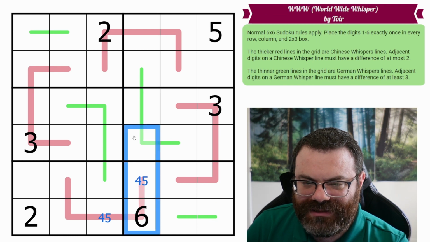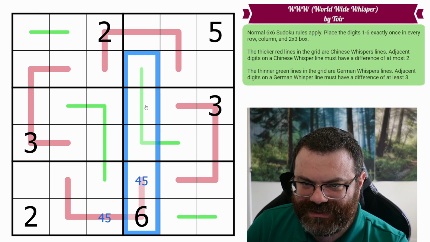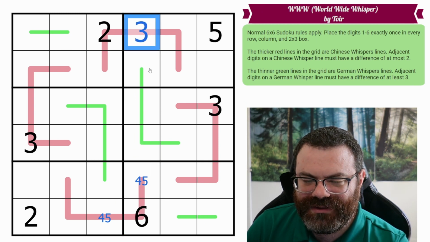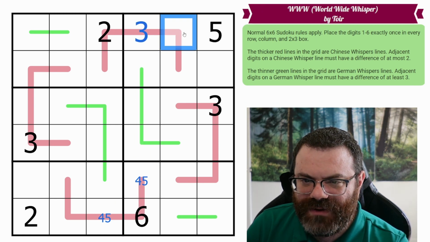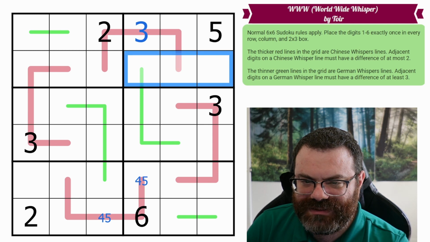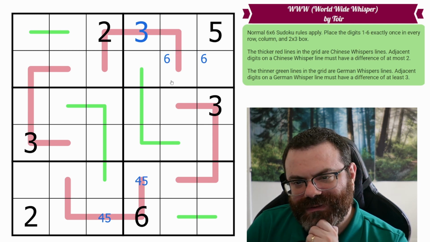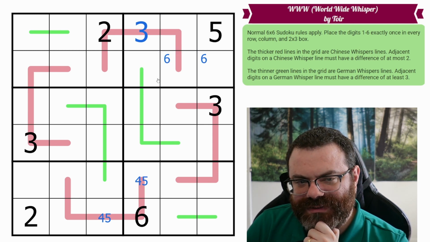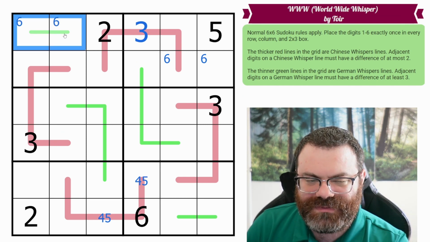But I guess none of these are 3, and then this is not 3 because it would have to be next to 6. So the 3 goes there. So now we know this is not 6. So 6 is somewhere down here in this box, which puts 6 on this German whisper line.